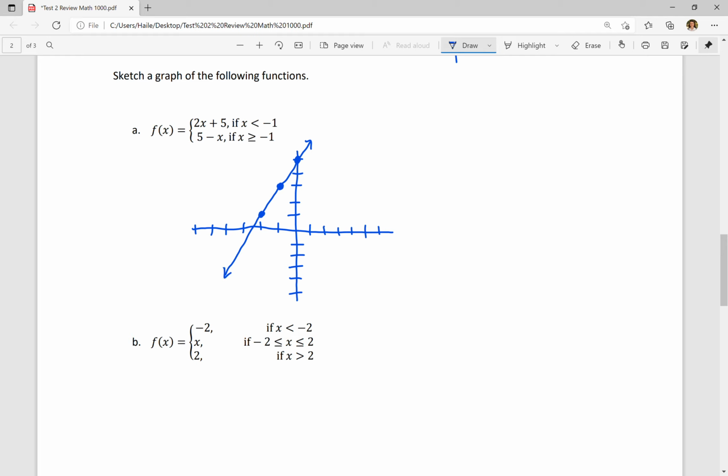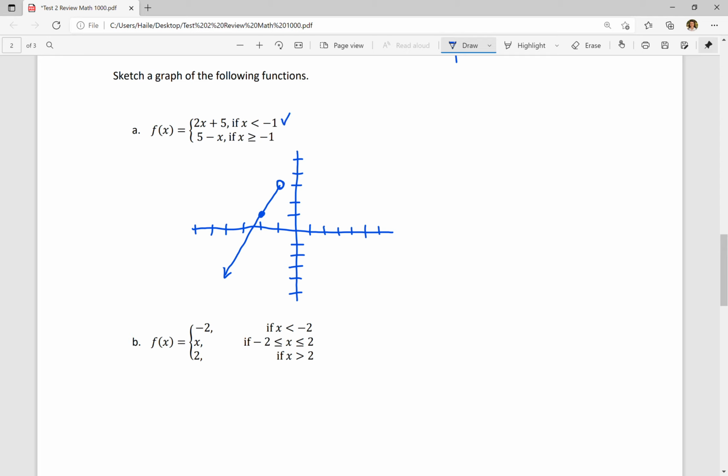Once we've drawn this line, we want to restrict the line to the x values that it has. So this one has x is less than -1. What this means is we're going to erase the portion of the line where the x values are greater than -1. So we're left with this. And since our inequality is strictly less than, we're going to make sure we have an open circle there. Open circles are if your inequality does not have an equal sign. Closed circles are if your inequality does have an equal sign. So this line that I have right here is the first branch of our piecewise function.